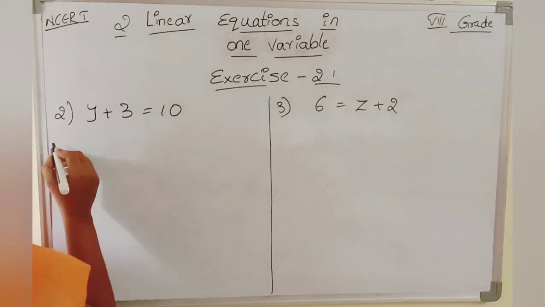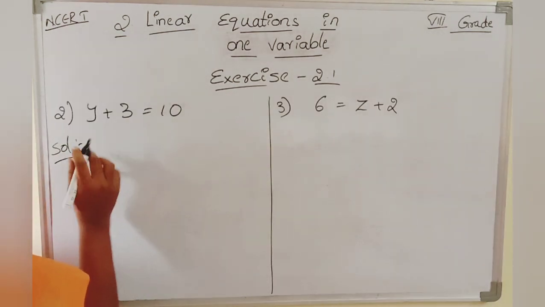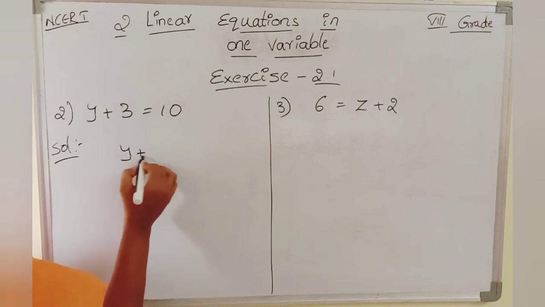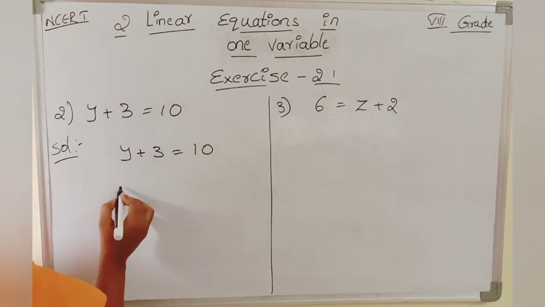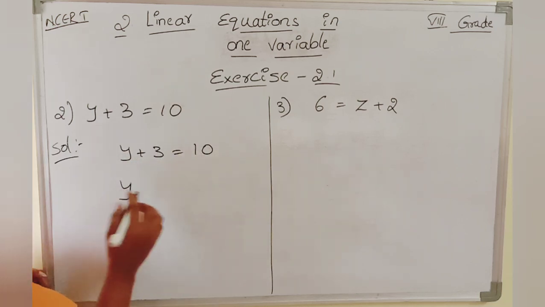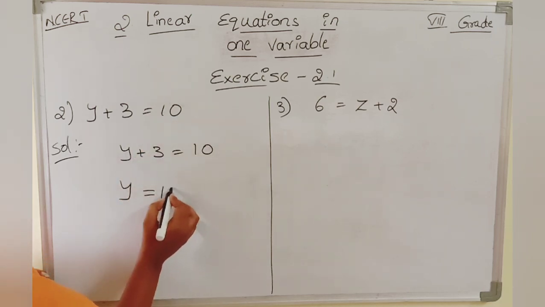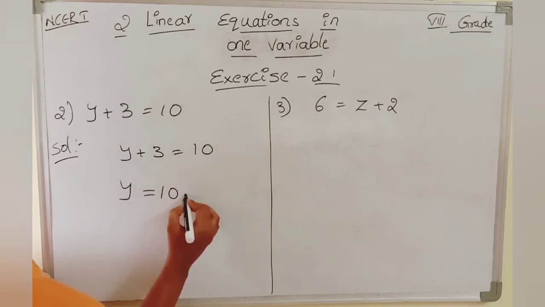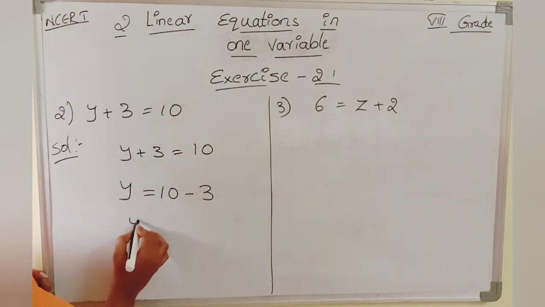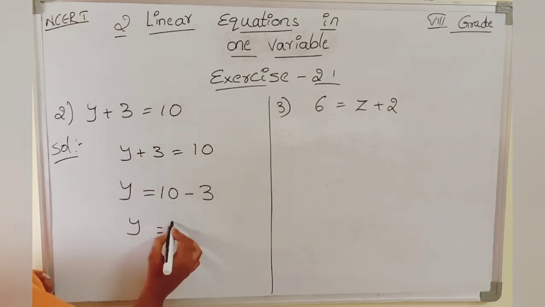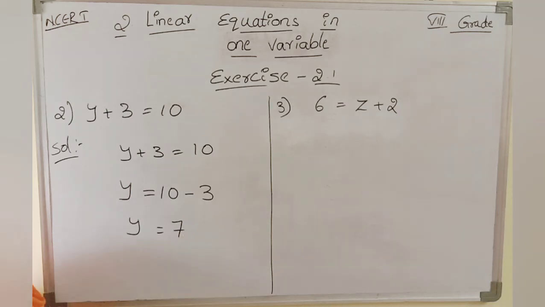Next one, y plus 3 is equal to 10. So in y plus 3 is equal to 10, I want only y on the LHS side. So I am sending this plus 3 to RHS. Whenever we are sending a positive number, it becomes negative. So y is equal to 10 minus 3, which is nothing but 7.